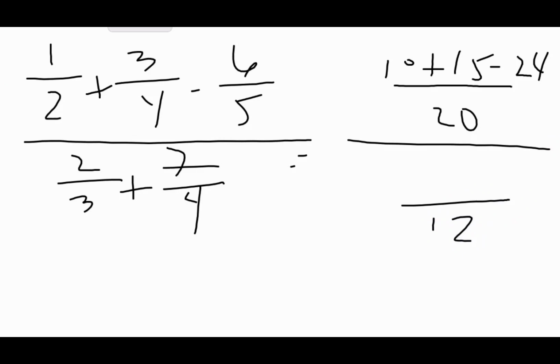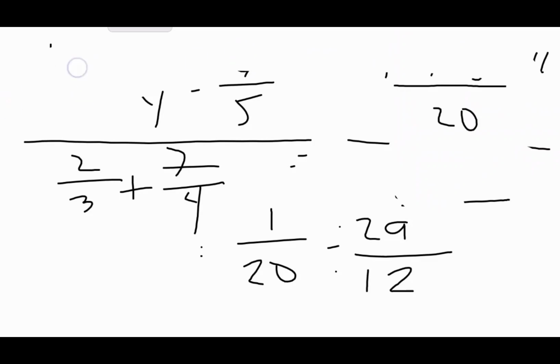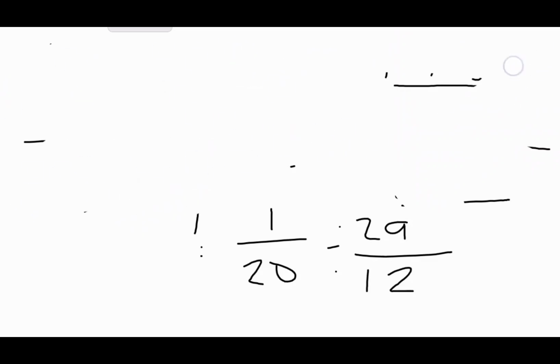12 divide 3, that's 4 times 2, it's 8. 12 divide 4 is 3 times 7, that's 21. So, 10 plus 15 minus 24, that's -1 over 20. Over, 21 plus 8, that's 29 over 12. So, mao ni siya. Taas pauntan niya, di man siya masigo.